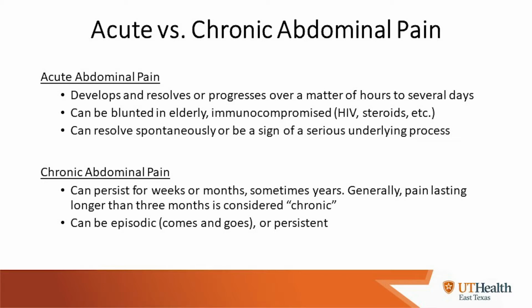Now, chronic abdominal pain is described as pain typically that lasts for more than 3 months. It can persist for weeks, months, or years. And basically, it can come and go, or it can be persistent as well. Now, there are various types of abdominal pain. 3 primary types of abdominal pain I'd like to discuss are visceral pain, somatic pain, and referred pain.